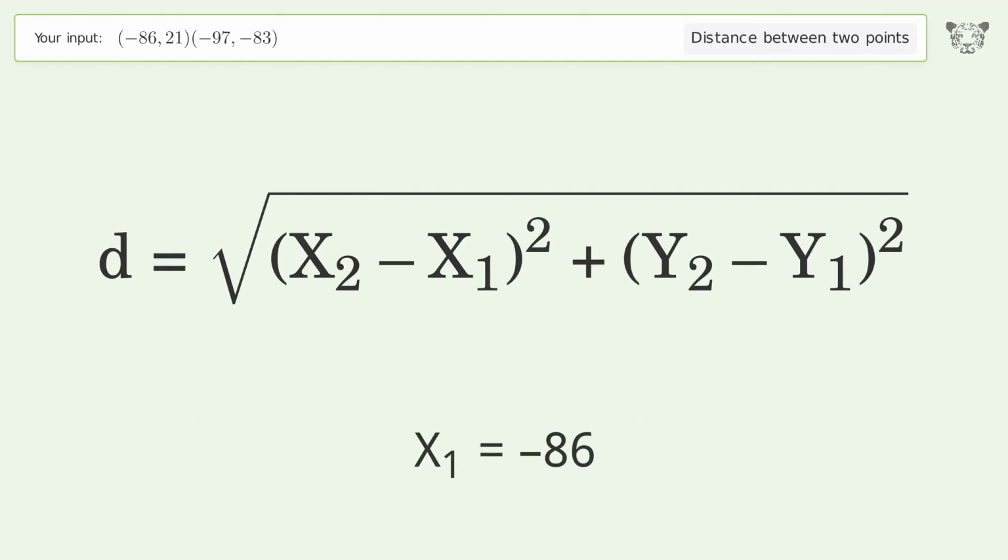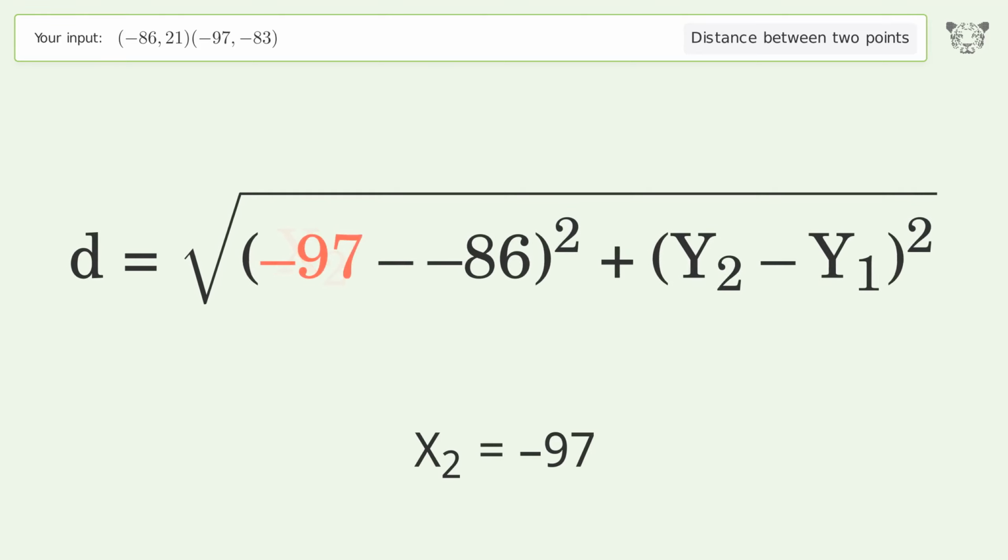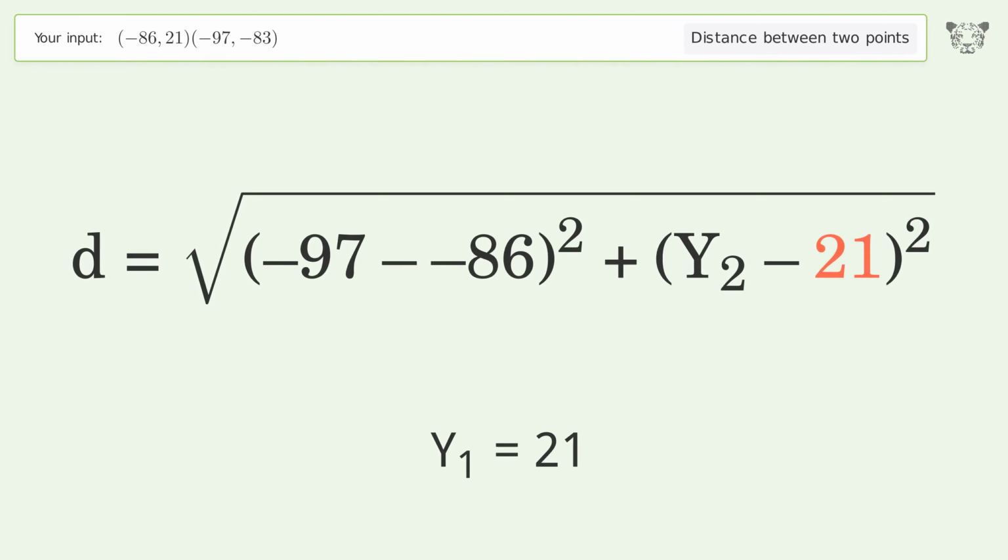x1 equals -86. x2 equals -97. y1 equals 21. y2 equals -83.